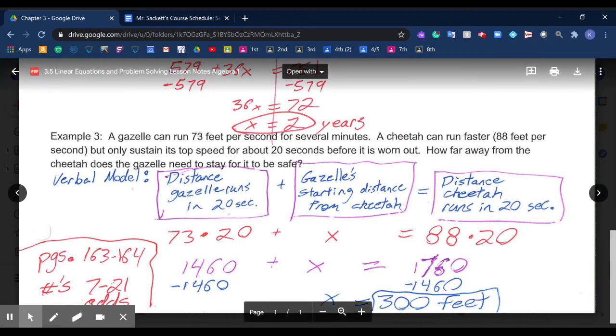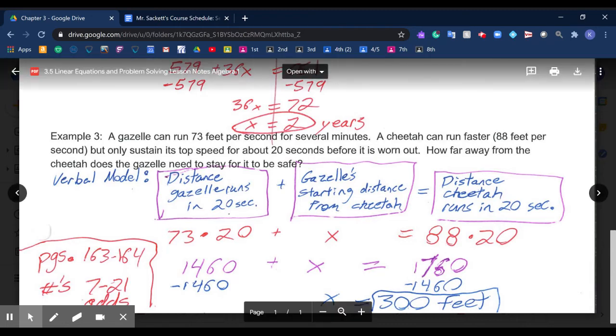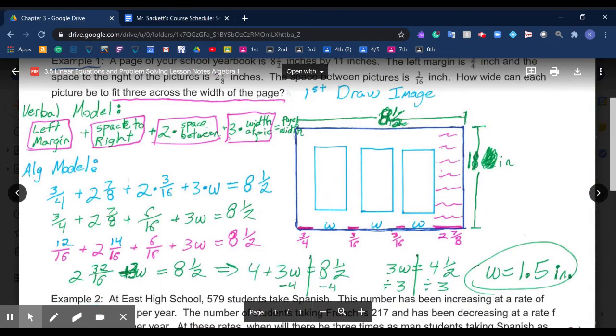Subtract 1460 from each side, and that tells us that the starting distance for the gazelle to be safe from the cheetah would have to be at least 300 feet. Because in that 20 seconds, that distance between the two of 300 feet would be closed down. So how far do they have to be? 300 feet. Now let's go back and look at example 1.